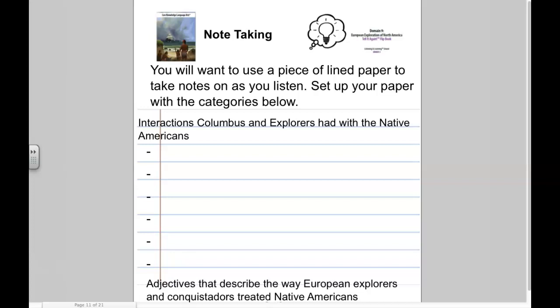Note-taking. You will want to use a piece of lined paper to take notes on as you listen. Set up your paper with the categories below. Give yourself plenty of room to write about the interactions you hear Columbus and the explorers having with the Native Americans. Also take some room to write down the different adjectives that describe the way European explorers and conquistadors treated the Native Americans.